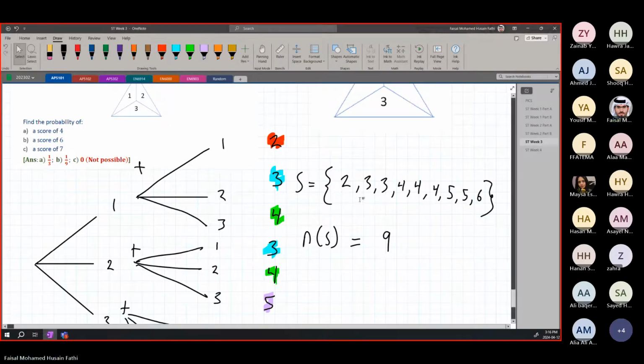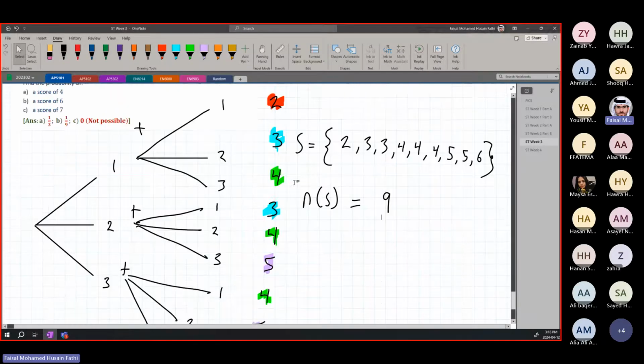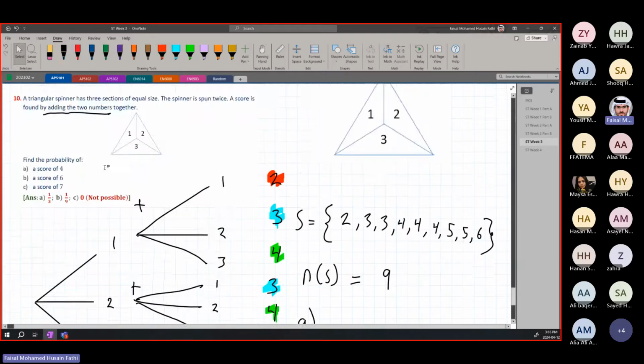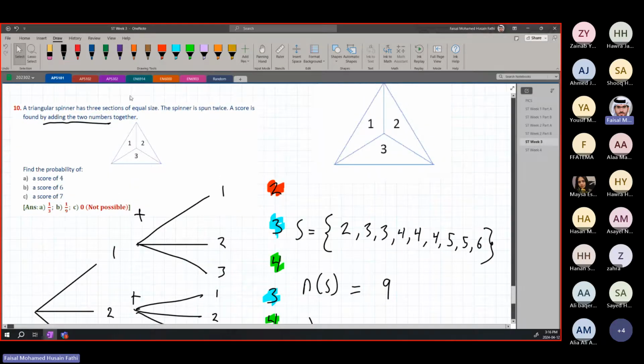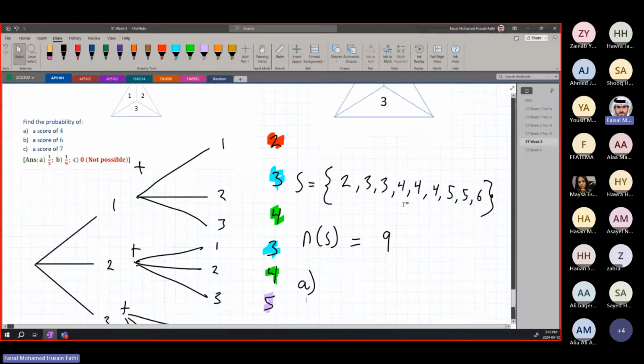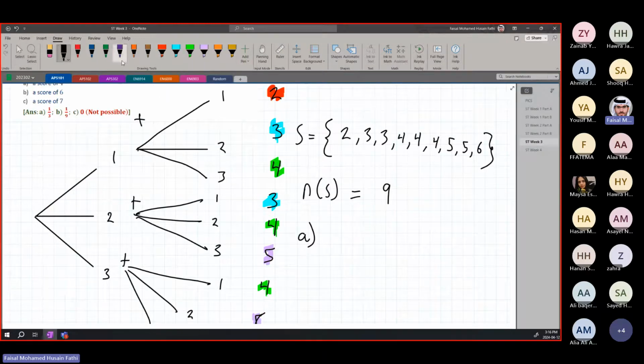All right. Let's look at the questions now. So part A. What does part A say? A score of 4. So we want to see how many times 4 is occurring. We have 4 occurring here, 1, 2, 3 times. So the probability of 4 is going to be equal to 3 over 9. 9 is the total sample space.